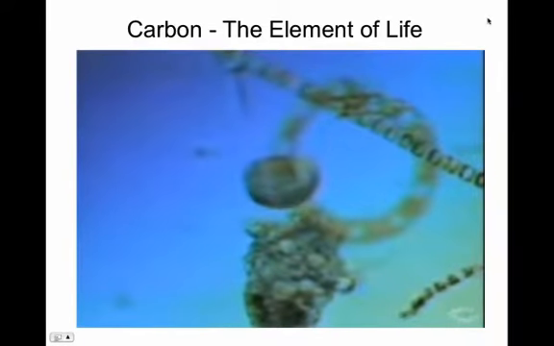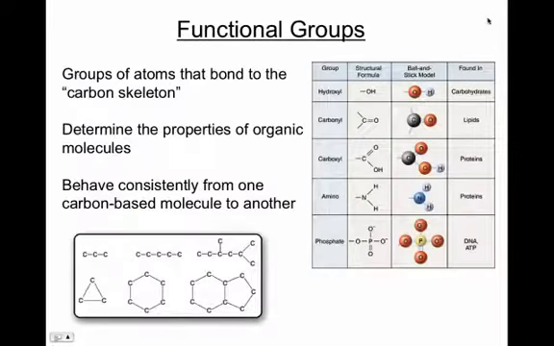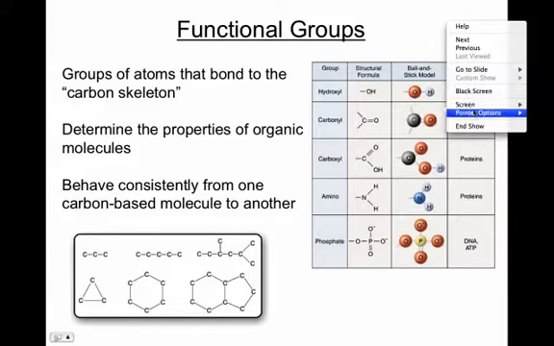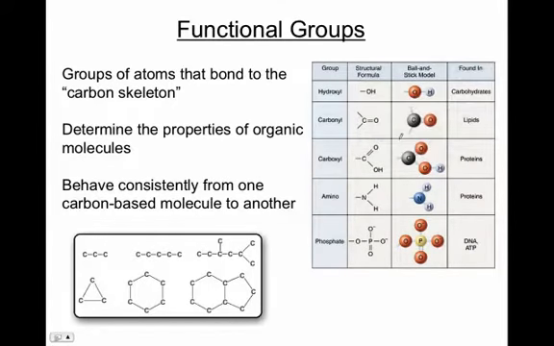All right, we see carbon is obviously very, very important, but carbon by itself forms very boring molecules. It's only with the addition of functional groups that we really develop these diverse molecules that have important jobs that they perform in living things. So, what are functional groups? Functional groups are groups of atoms that can bond to the carbon skeleton. The carbon skeleton is the basic backbone that builds all organic molecules. So, I'm going to show you here what the carbon skeleton might look like.